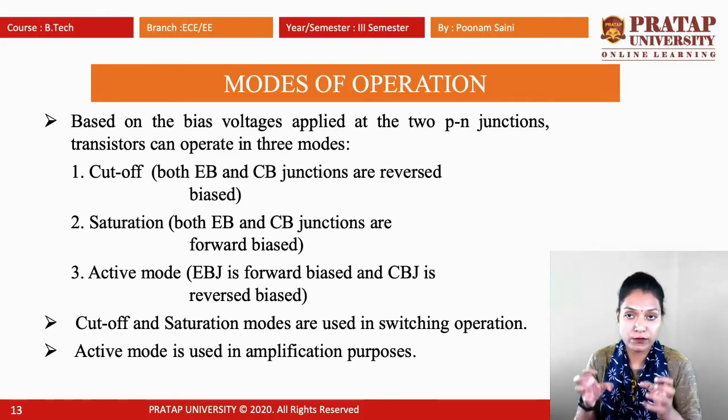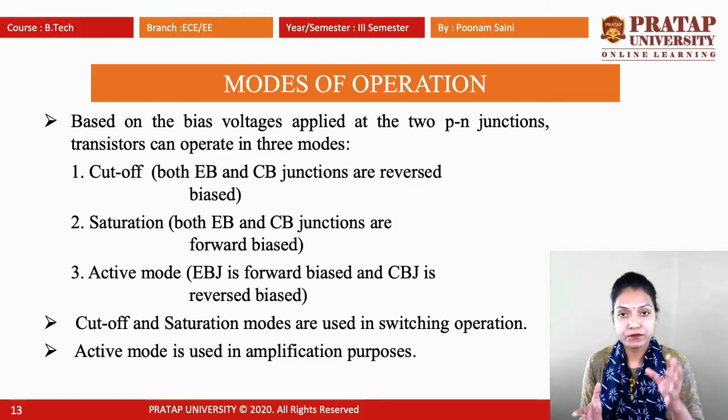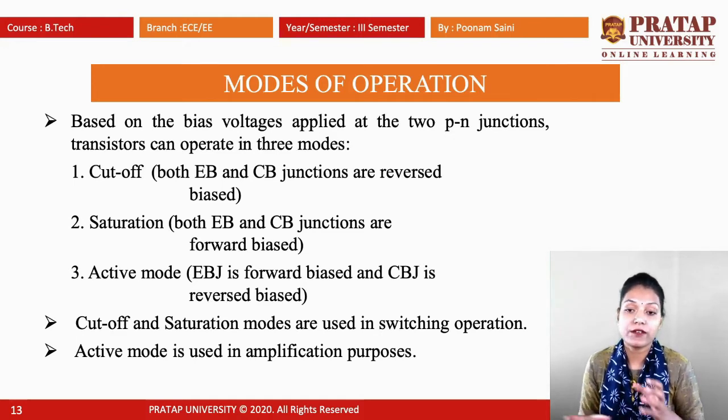Bias voltage is the external voltage which we apply to the PN junction transistor. Because of this bias voltage, the transistor works in three modes: first cutoff, second saturation, and third active. In cutoff, both the emitter base and collector base junctions are reverse biased. When both are reverse biased, the transistor is in the off state. In saturation, both the collector base junction and the emitter base junction are forward biased. In active mode, the emitter base junction is forward biased and the collector base junction is reverse biased.